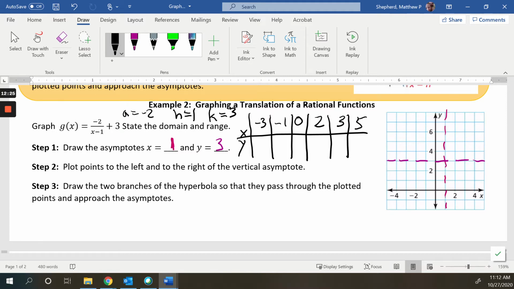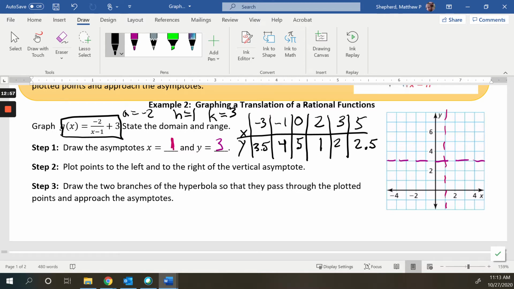If I put a -3 in for x in this equation, we would then get out 3.5. If we put in -1, we get 4. If we put in 0, then we will get 5. For 2, we get a 1. For 3, we get a 2. And at 5, we're at 2.5.